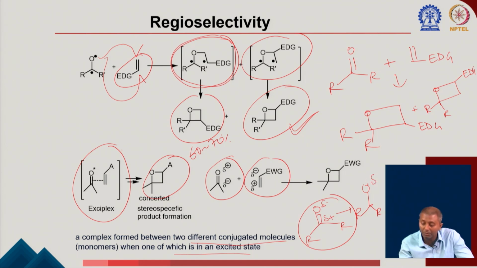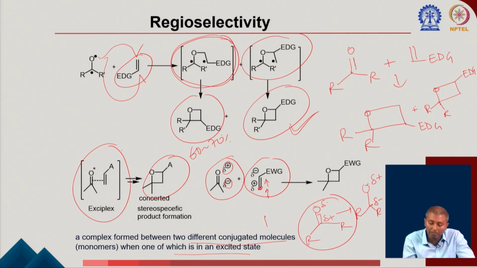So now you have a scenario where this will be a delta plus and this will be a delta minus, correct. Now if you have an electron withdrawing group, it will pull the electron density from this carbon more, because it is going to take the electron density. That is how, if you try to draw the resonance structure, you can clearly see that.